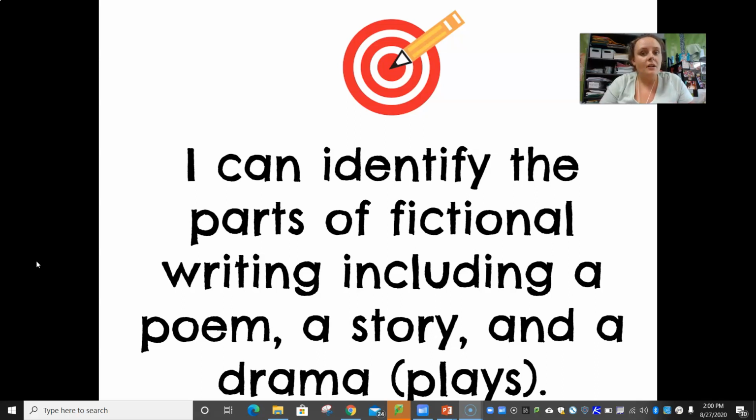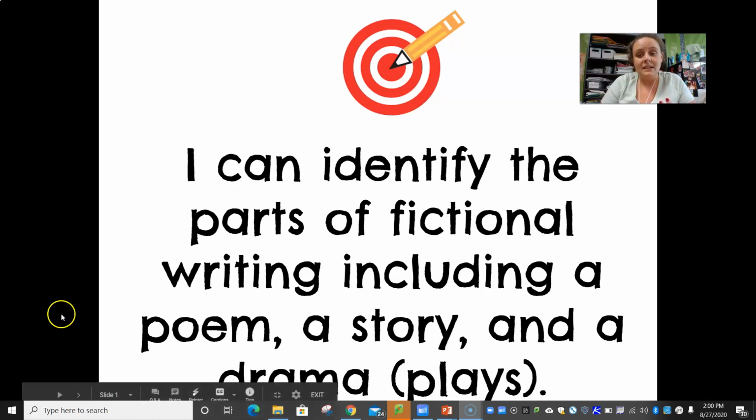We've already been talking a lot about the elements of a story, right? And today we're going to focus on dramas, also known as plays. Maybe you've been to a play before and seen actors on the stage act out a story. The cool thing is some of the elements of stories and dramas are the same. You're still going to have characters. You're still going to have a setting. You're still going to have a problem that needs to be solved, and you're still going to have a beginning, middle, and end.